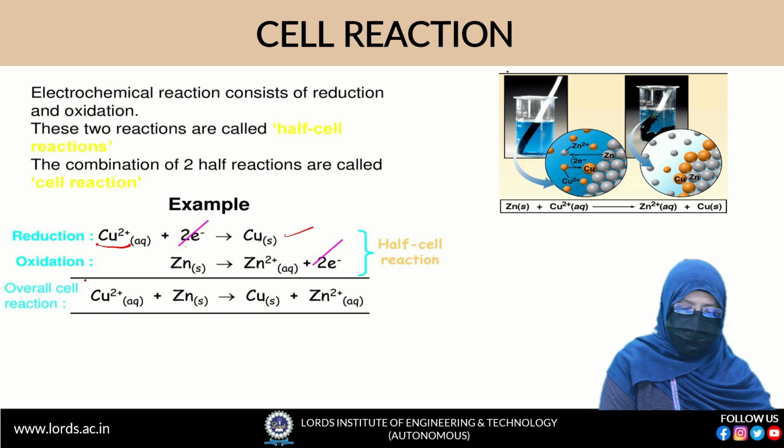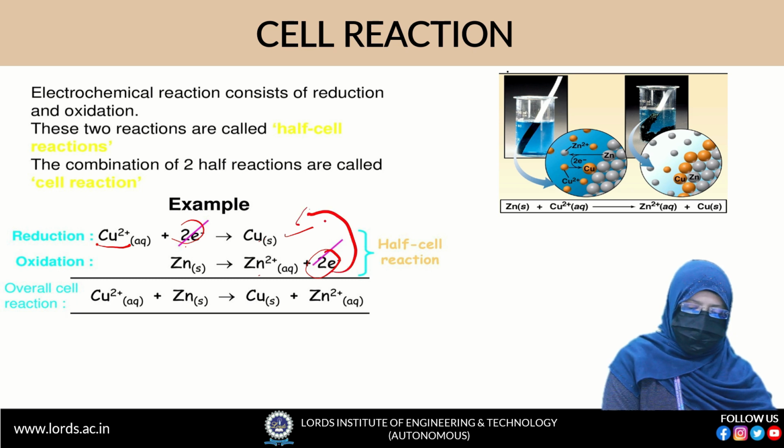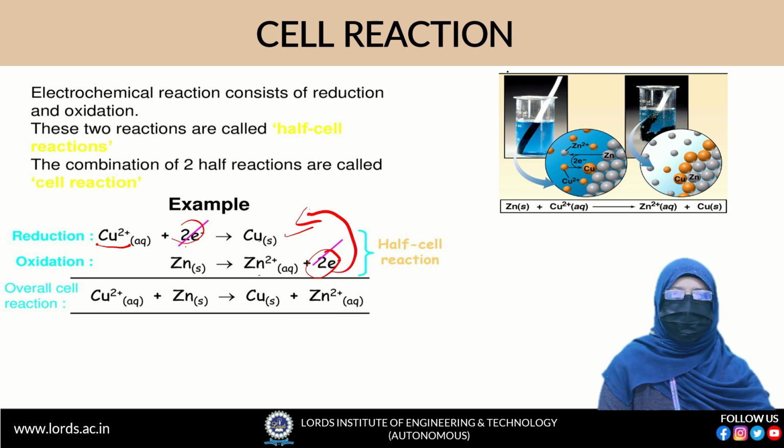In the oxidation reaction, Zn loses the electron, releasing 2 electrons; that is oxidation. If you look at the overall reaction, copper is gaining 2 electrons and zinc is giving 2 electrons. So zinc is giving the electrons and copper is taking these 2 electrons. Due to that reason, what is the cell reaction we can find?